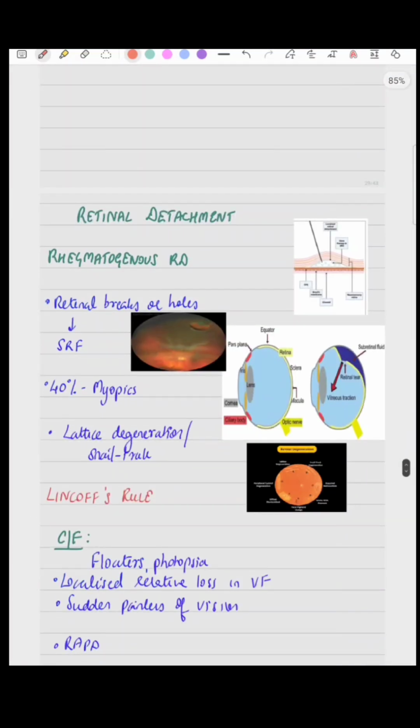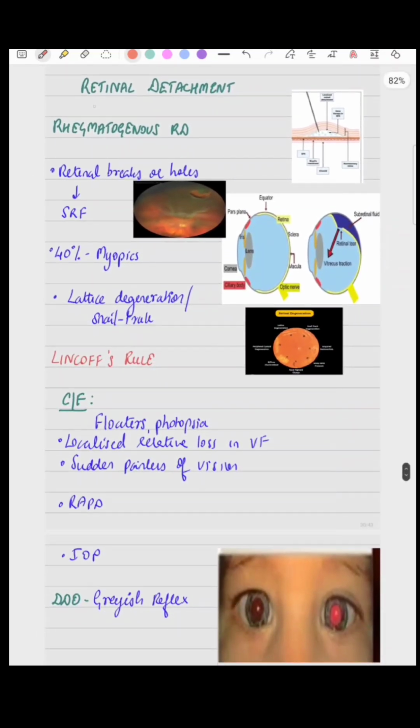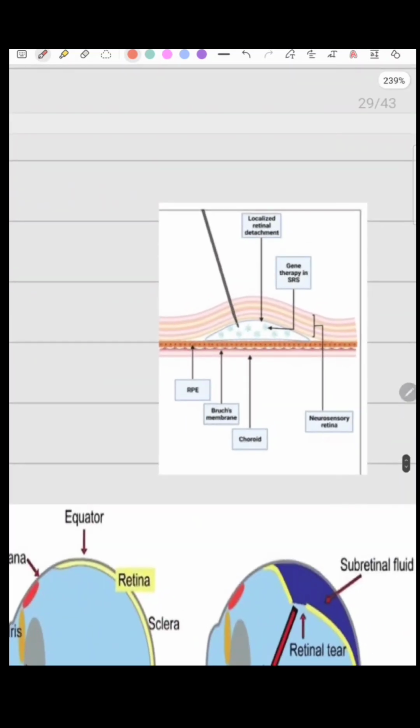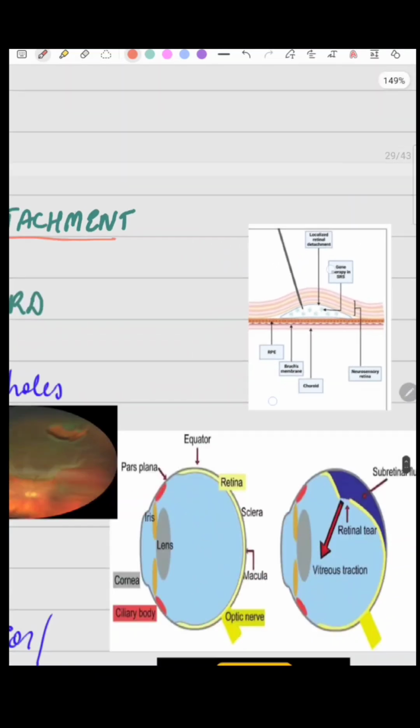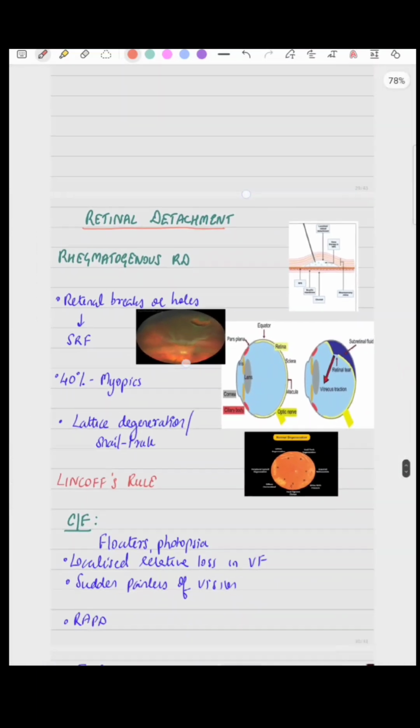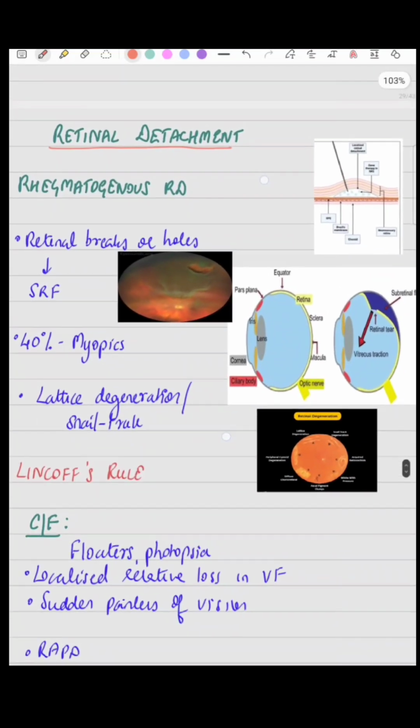Next, we will discuss retinal detachment. Retinal detachment is a separation of neurosensory retina from the pigment epithelium. Here this is RPE and this is the neurosensory retina. Separation of neurosensory retina from the pigment epithelium is known as retinal detachment. Now, it can be rhegmatogenous, exudative or tractional. First, we will discuss rhegmatogenous retinal detachment.